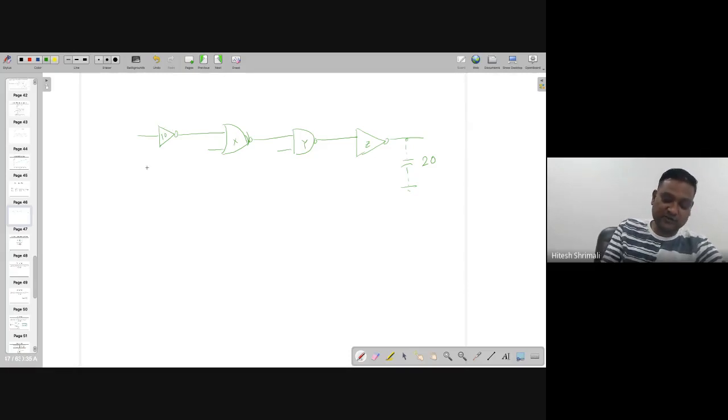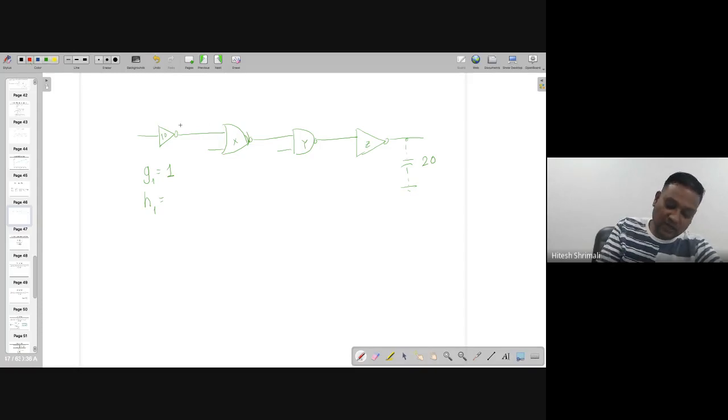So for the first one, I know that G is nothing but the inverter's logical effort, which is 3 by 3. I can write it down as 1, because 3 by 3 is 1. Now I need to write down H. Let's call these G1 and H1 because they are related to the first gate. So H1 is nothing but C out by C in.